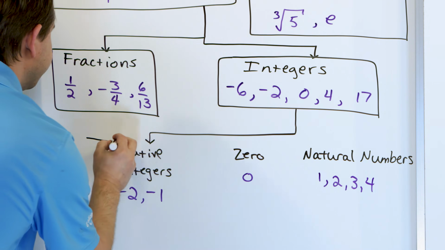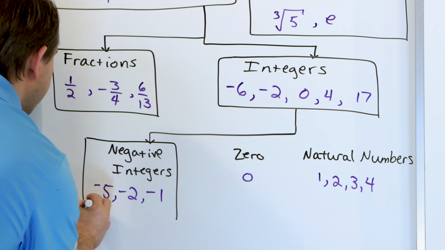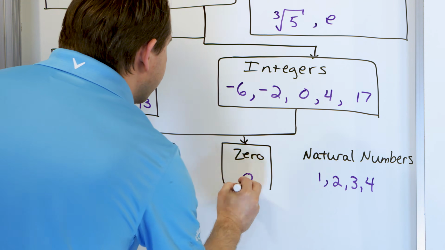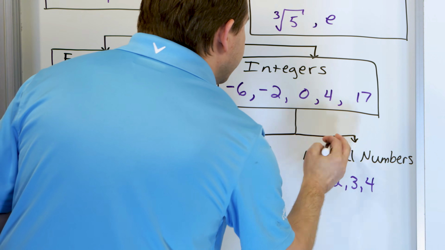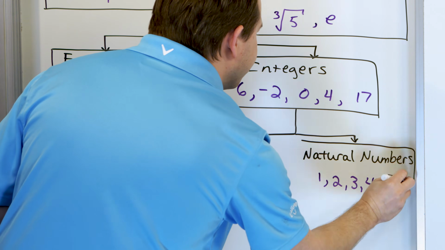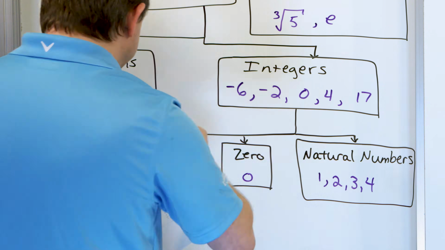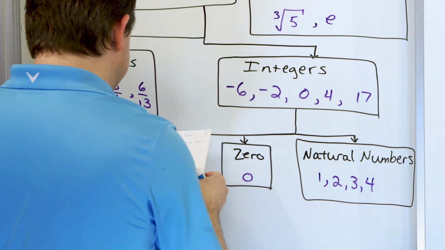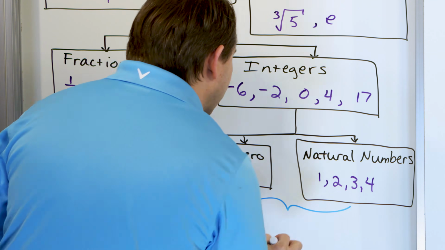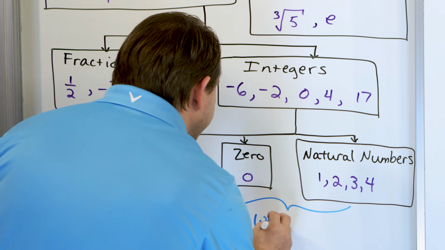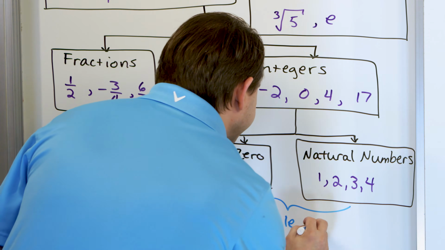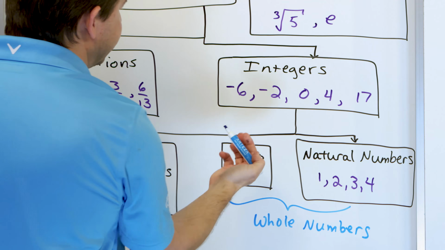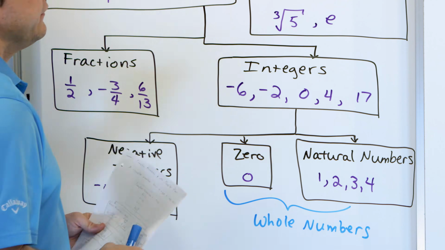So we're going to circle this, right? And we're going to circle this guy, and this guy. And we have a special name for 0 and the natural numbers. You've probably heard of the term whole numbers, because these are the numbers that are like the counting numbers, and you also have 0 there. So this is the general idea.